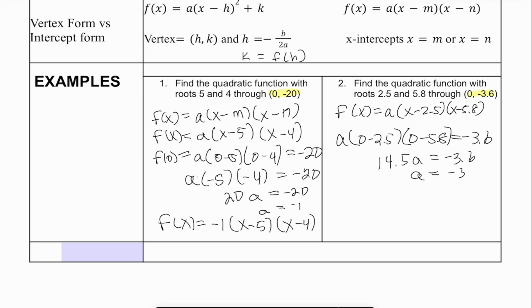Now, if you put negative 3.6 divided by 14.5 into a calculator, you get a large, disgusting decimal. I am not going to take the risk that they're going to mark it wrong, so I'm going to leave it like that. And my function then would be that fraction, negative 3.6 divided by 14.5, times (x minus 2.5) and (x minus 5.8). Okay, so that is some examples of finding the function.